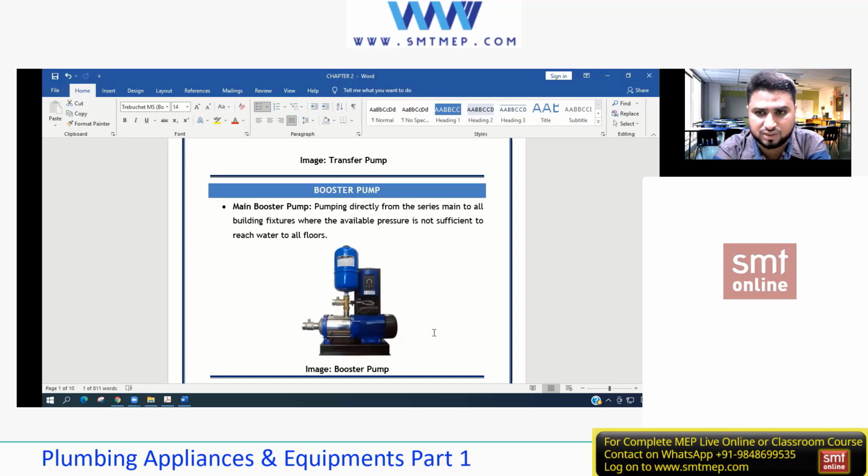For example, if I have 2 to 3 floors of the building and the pressure available from the municipal supply is not so high, up to 3 floors is okay. But what about the 4th, 5th and 6th? For sure, I need a booster set, or some kind of pump, because only up to the 3rd floor can the water go directly from the municipal.